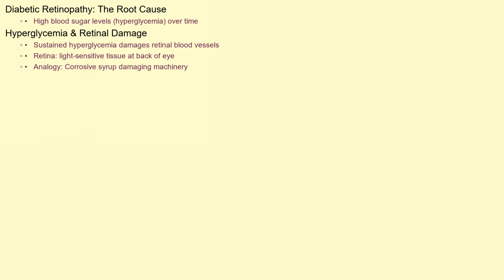Diabetic retinopathy at its core is caused by high blood sugar levels over time. This sustained hyperglycemia, a hallmark of diabetes, damages the tiny blood vessels in the retina, the light-sensitive tissue at the back of your eye. Think of it like this. Consistently high sugar levels are like pouring corrosive syrup into delicate machinery. Eventually, things are bound to break down.